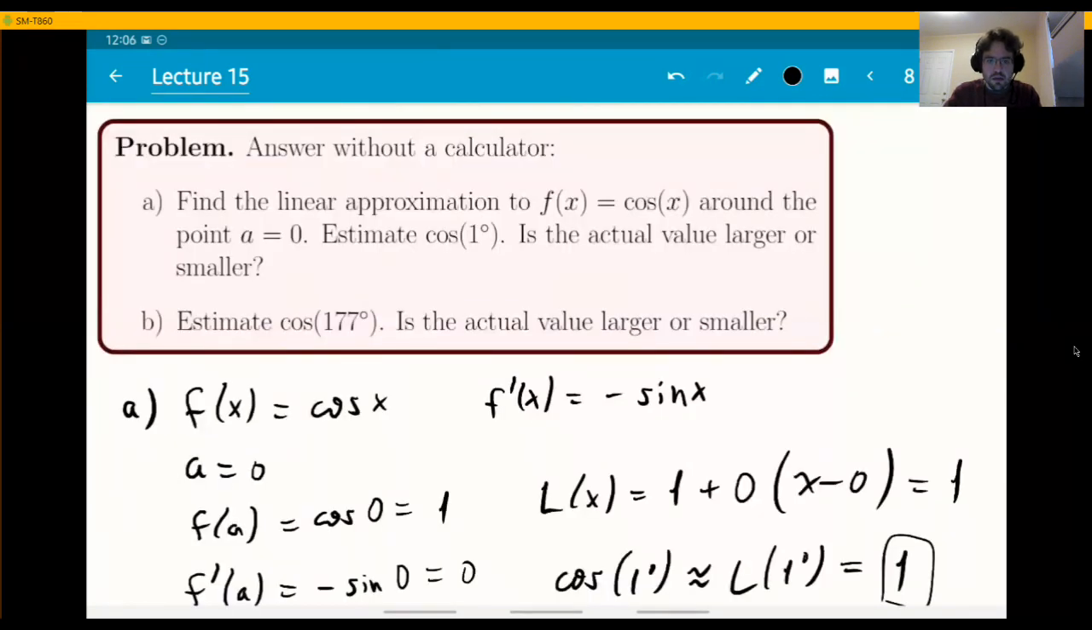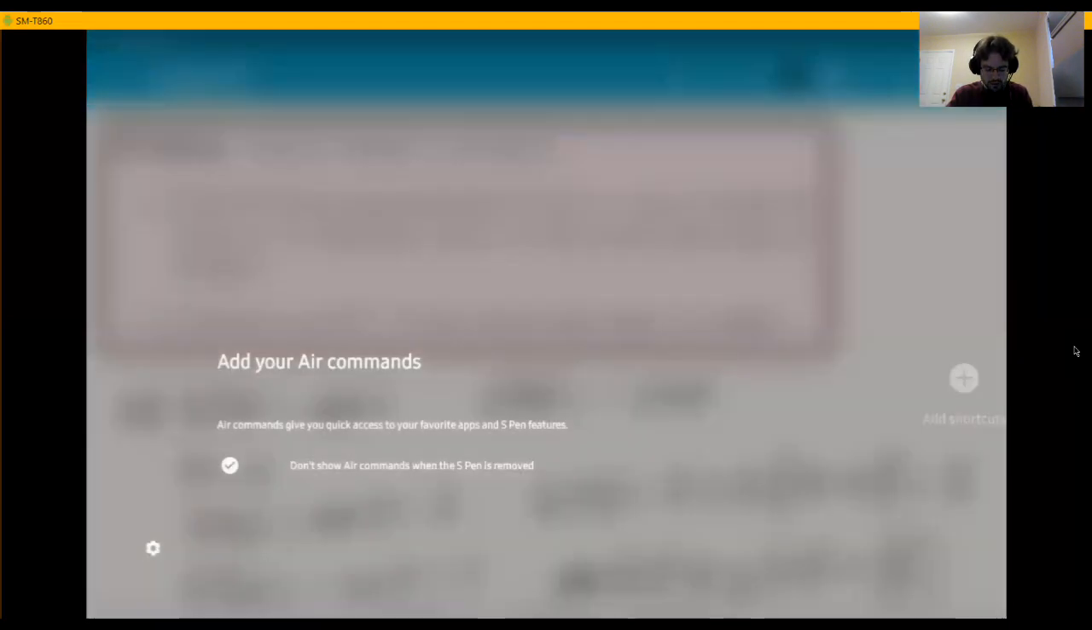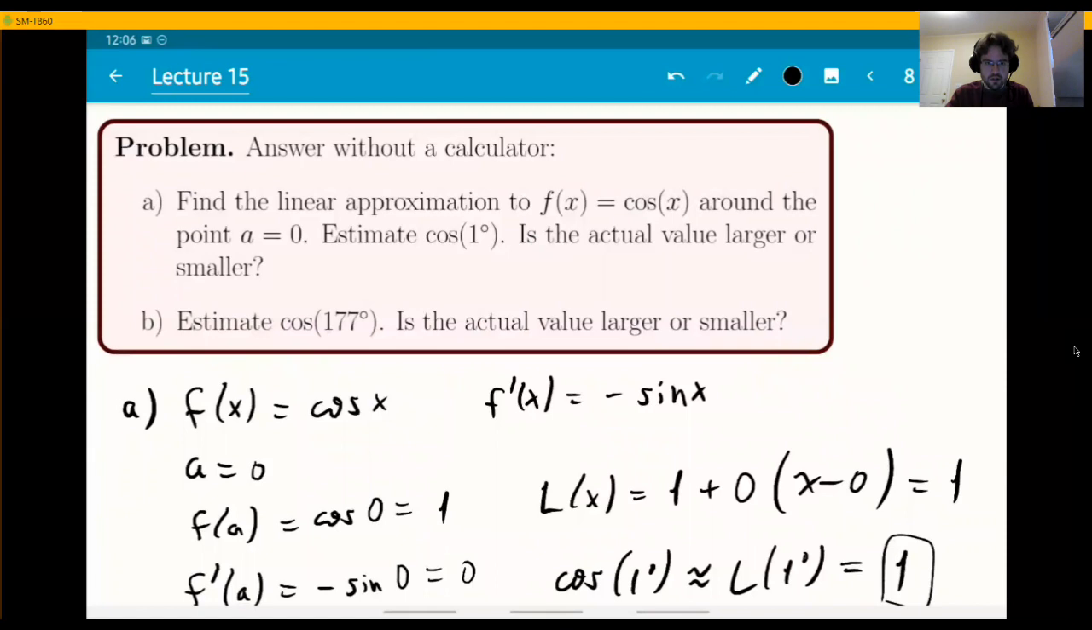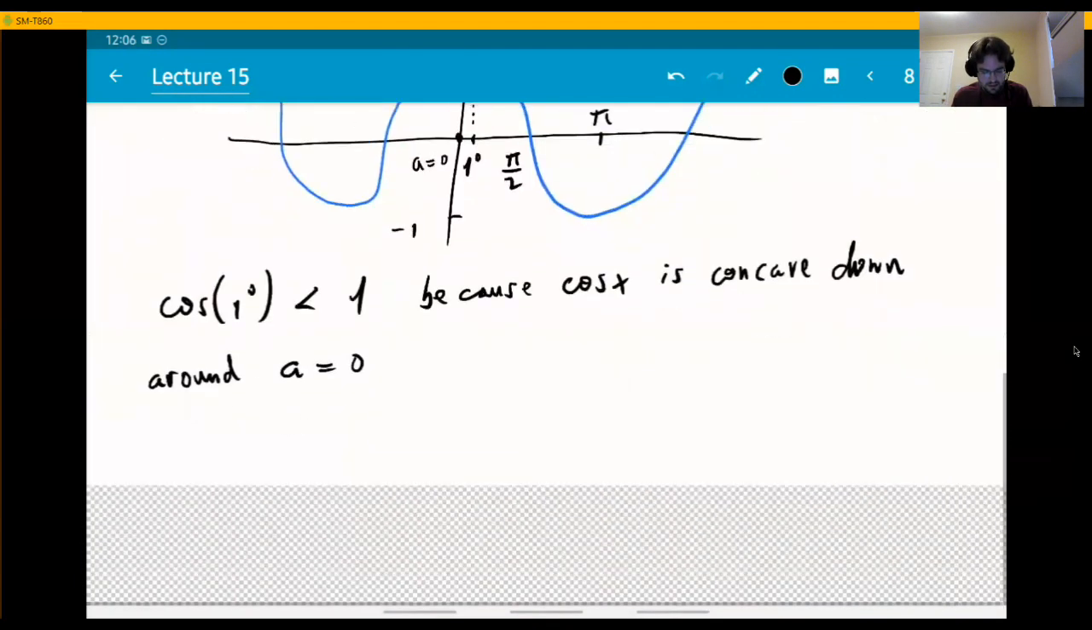Now for item B, it's going to be basically the same thing, but I realized something. I want to change the value on the problem. This 177, I don't want to do another problem where the tangent line is also horizontal. I want to do it with an actual tangent line. So I'm going to change this value to 147 degrees. Change that in your notes, please. Let's solve problem B now.